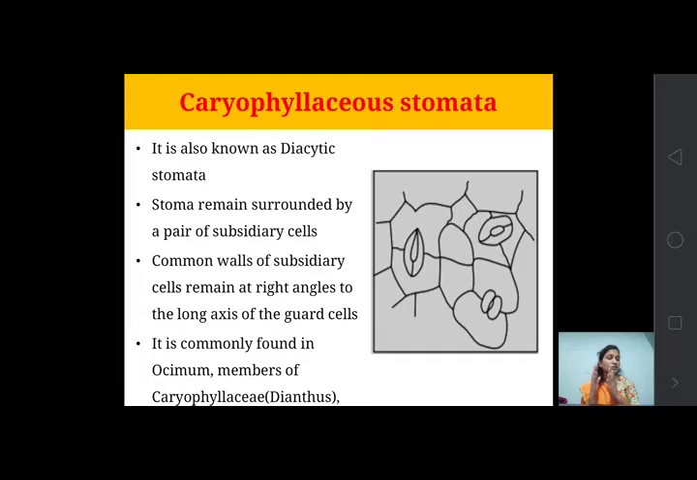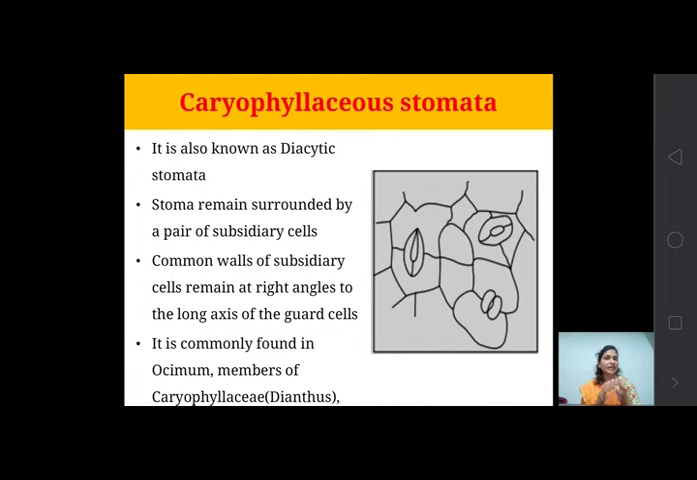So remember, only the angle changes: it is parallel to the axis in parasitic and perpendicular to the axis in dicytic. Here also there are two subsidiary cells, and in parasitic also there are two subsidiary cells, but only the angle is changed. Okay, so got the point?